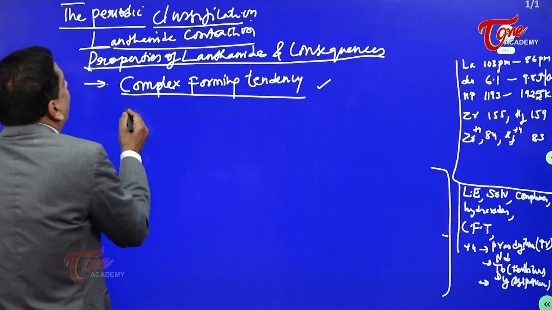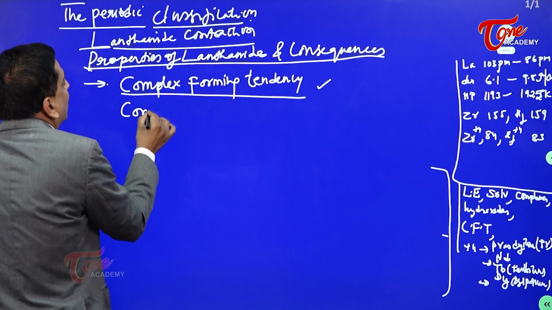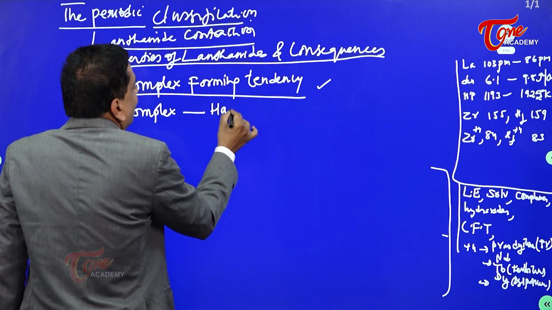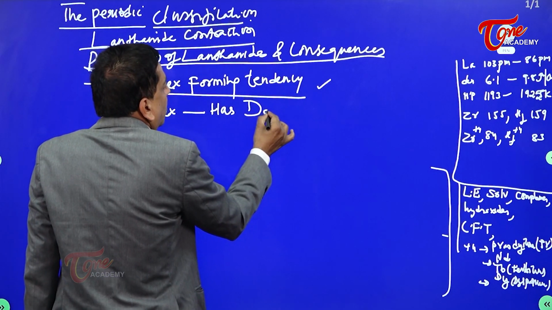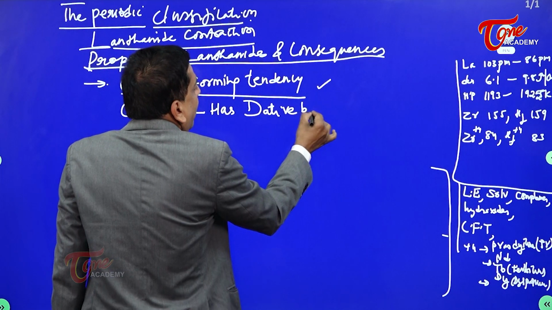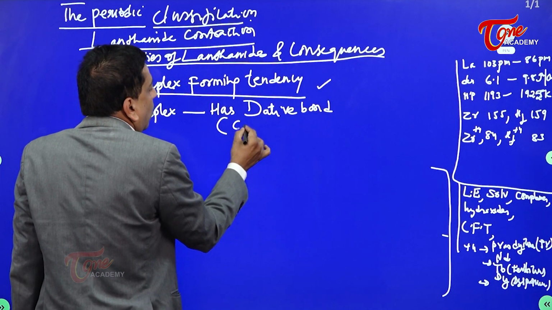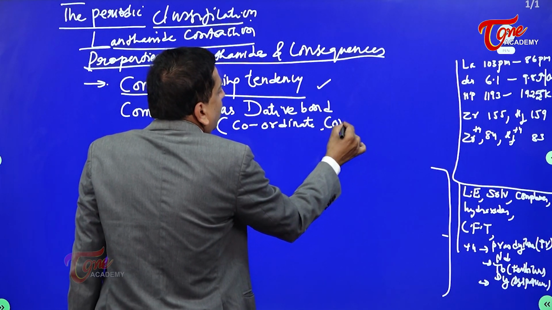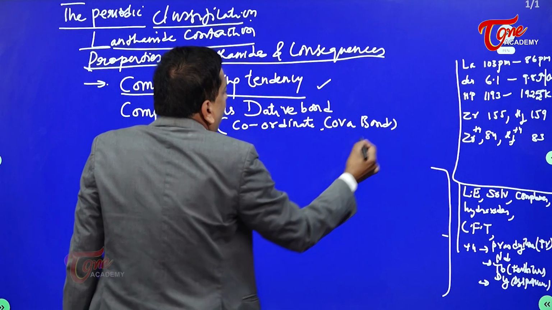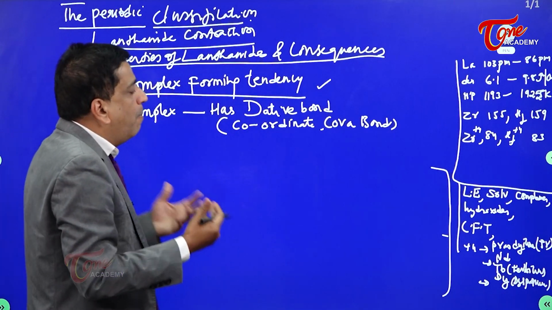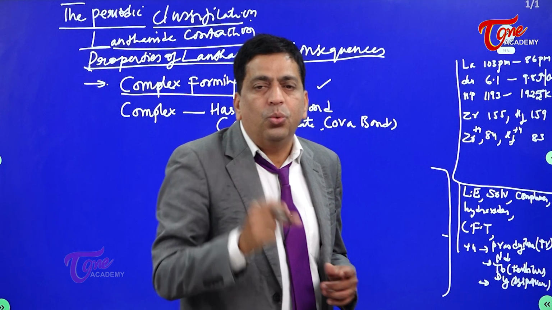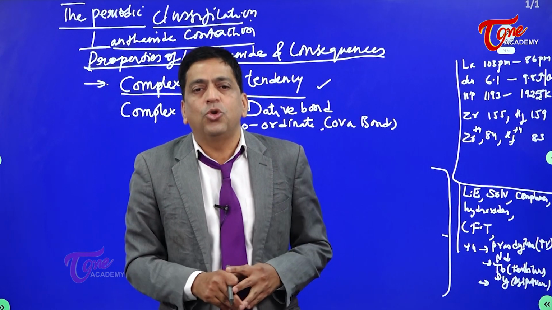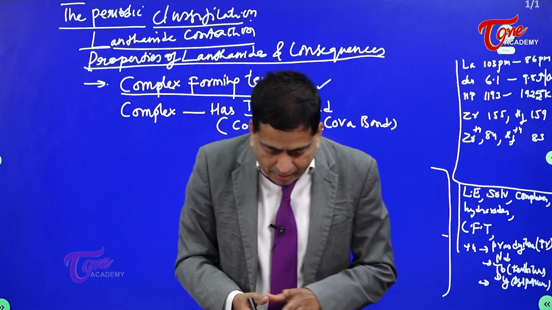First of all, understand a complex is that substance which has a dative bond. You must understand, a dative bond. When I say dative bond, I'm speaking of a coordinate covalent bond. So if someone is asking you, what is a complex? Then you tell them to check it out. If you have a dative bond, it's said to be a complex. And what is a dative bond?